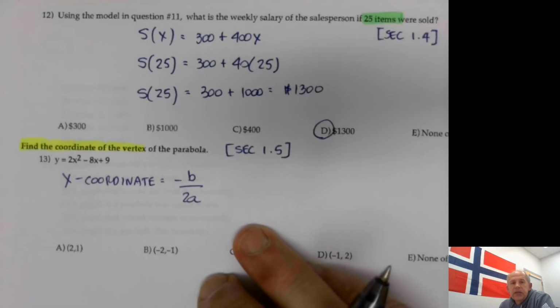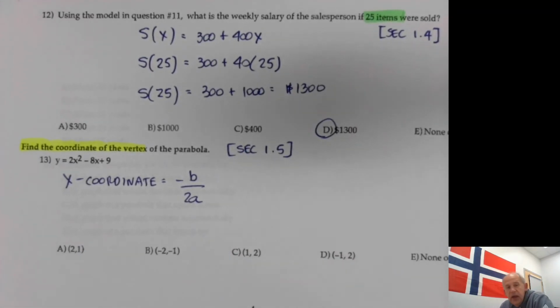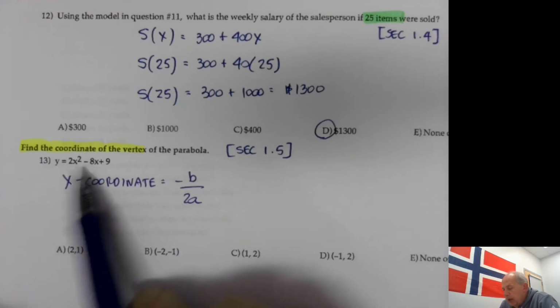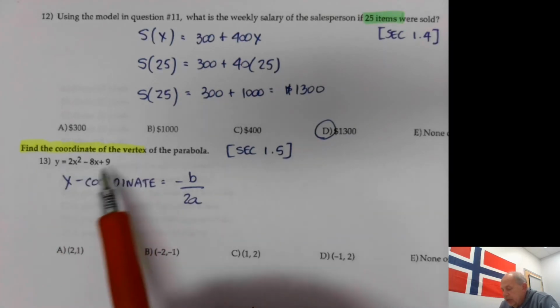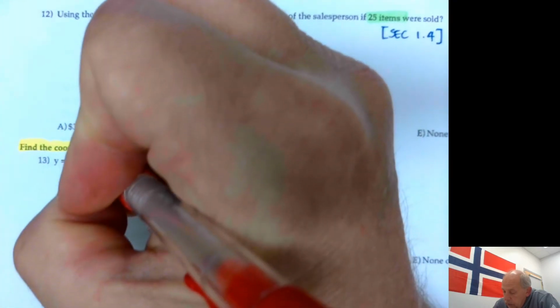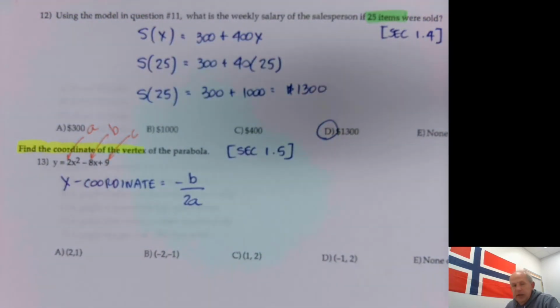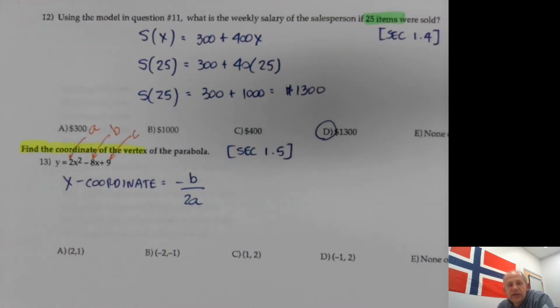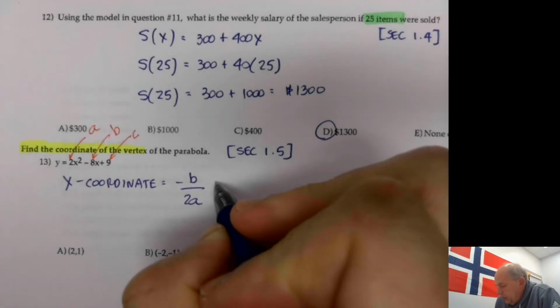Now, number 13, we're going on to section 1.5, and we're taking a look at a quadratic model, and I want to find the vertex of the parabola that this quadratic model will give us. It all starts with the vertex location, the x coordinate, my a value, and my b value, and my c value. I really don't need the c value for anything. I just wanted to be complete and mark that up.